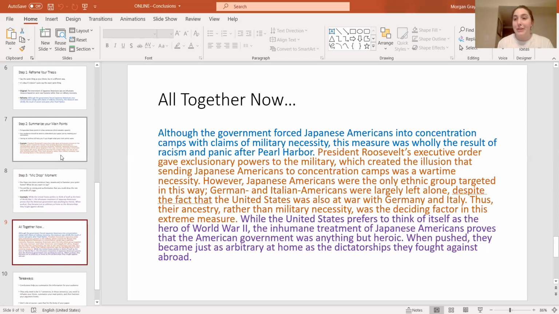I'm not going to insult your intelligence by reading it aloud. I know that I've done that in past videos, but just notice how all of this, I didn't count the words for you, is about the same length, maybe a little bit shorter than your body paragraph. So it should be fairly comparable in length there.